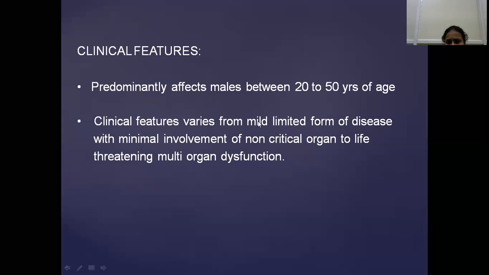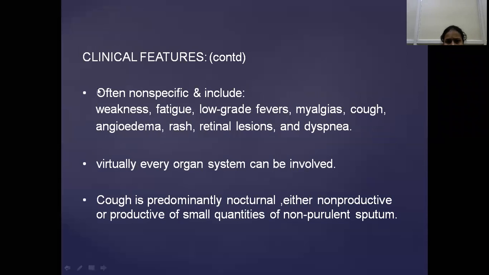The clinical features vary from mild form to severe form, involvement of multi-organ system to life-threatening respiratory failure and cardiac failure. The clinical features are non-specific, include weakness, fatigue, weight loss, low-grade fevers, cough, angioedemas, retinal lesions, rash, and dyspnea. Actually, multi-organ system involvement, every organ can be involved. The cough is predominantly nocturnal cough in idiopathic hypereosinophilic syndrome. It's either non-productive or productive.